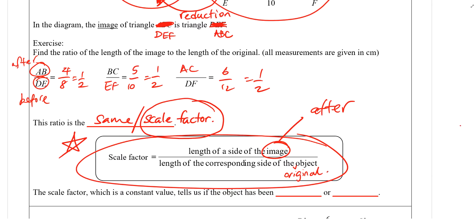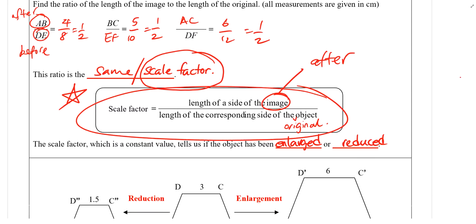So this scale factor will be able to tell us whether the object has been enlarged or reduced. Obviously, enlarged means get bigger. Reduced means get smaller. So let me test your understanding. These are some examples to help us understand further.